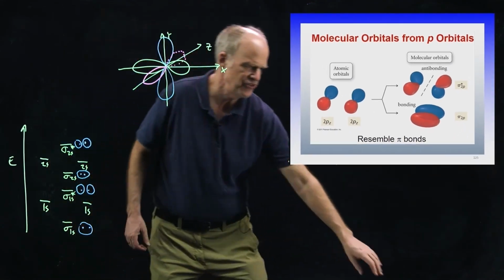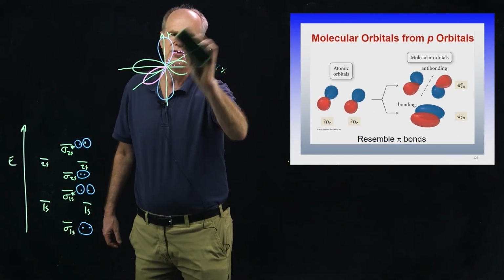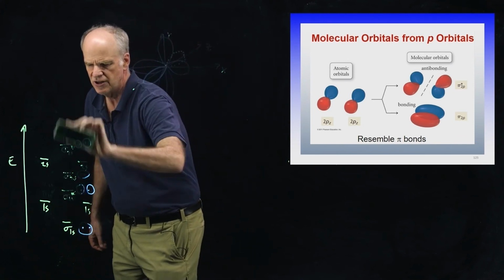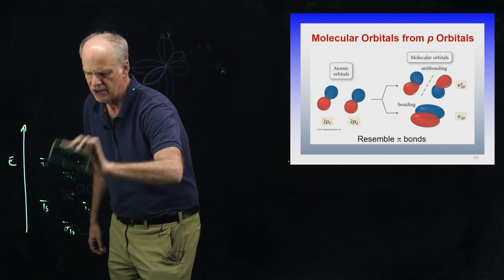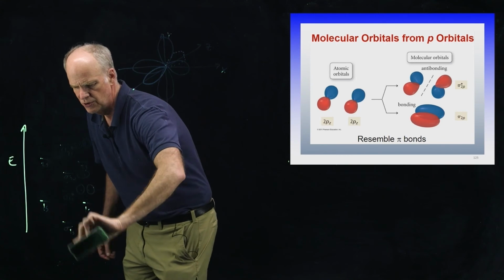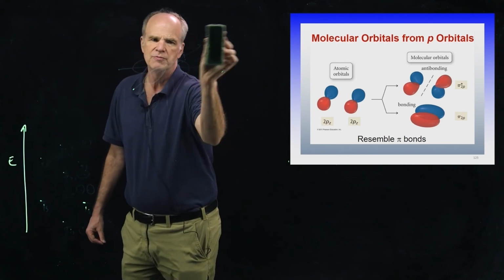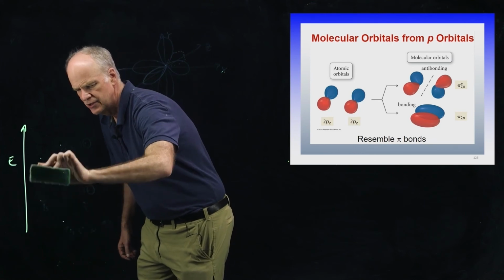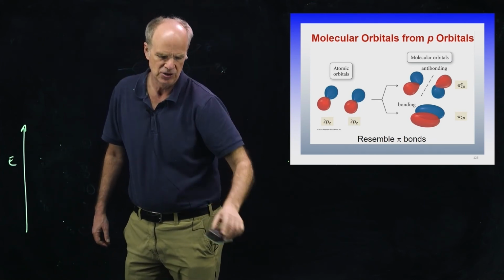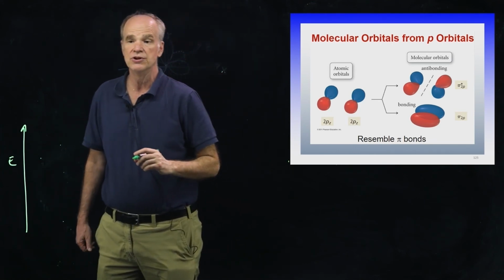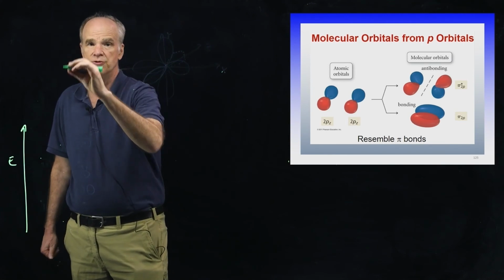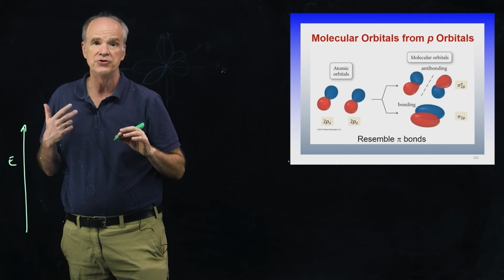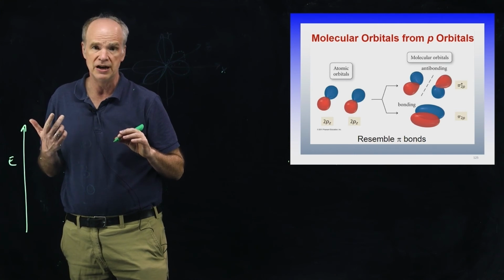And I want to get some practice drawing these orbitals. And so what I might suggest you do is, as I'm drawing these out, you might want to draw them out too, so you get comfortable with drawing what these molecular orbitals derived from p atomic orbitals look like. So the first thing we're going to do is derive the molecular orbitals that are formed from the two p orbitals that are oriented on the x-axis.